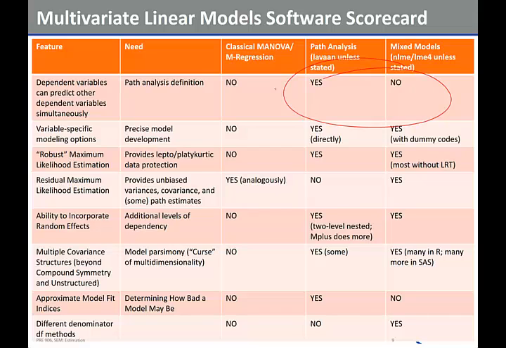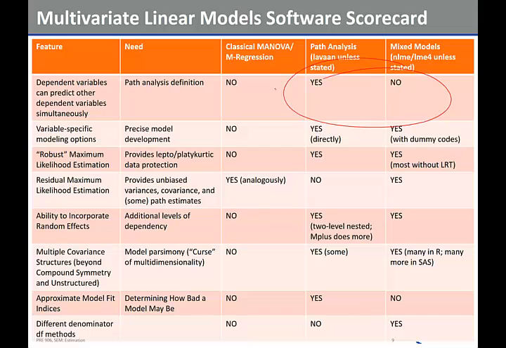Classical approaches, no way of doing that. Good luck. I'm railing against classical. In path analysis, yes, you can, and we can do it directly, which is what we've known all along, by the way. In mixed models, we can, but the way we've set it up is with a series of dummy codes and interactions. So that becomes a little bit harder.